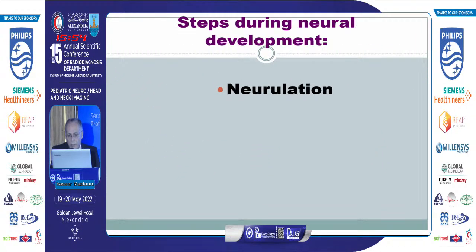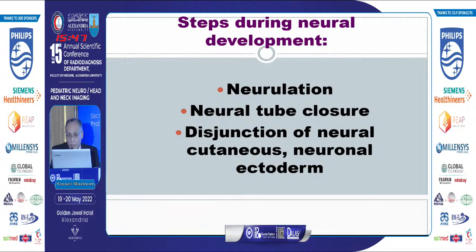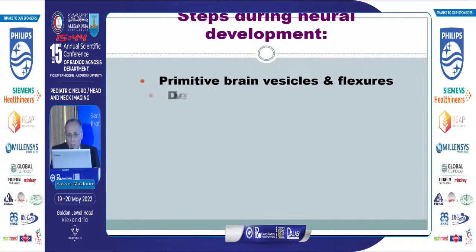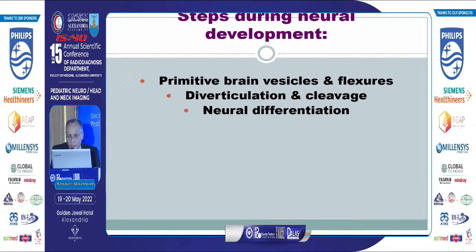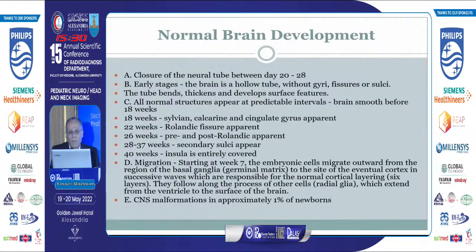Steps during neural development: first, neurulation, neural tube closure, disjunction of neural cutaneous and neural ectoderm, primitive brain vesicle and flexure, diverticulation, cleavage, neural differentiation, neural migration, formation of sulci and gyri, and lastly, myelination and maturation. Closure of the neural tube starts between day 20 to 28. At an early stage, the brain is a hollow tube without gyri, fissures, or sulci.